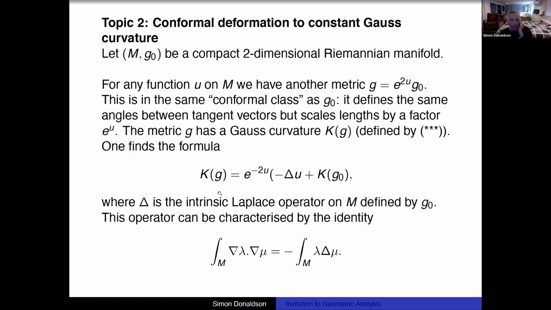There are various ways of defining this, but one is through the same kind of identity we had before: if we take any pair of functions lambda and mu, we take the inner product of their derivatives in this L2 sense, and then that can be expressed in terms of this Laplace operator applied to mu. Here we're working on a compact manifold, so there's no boundary term.